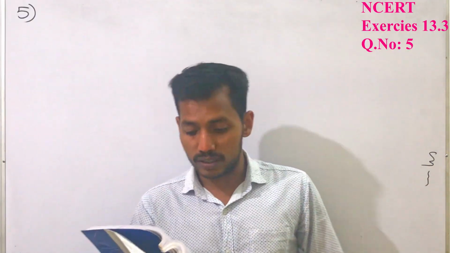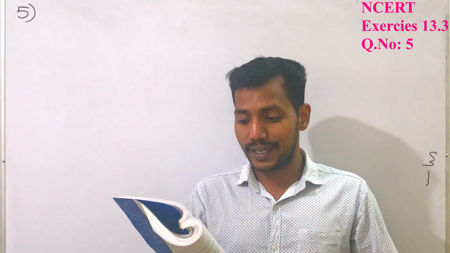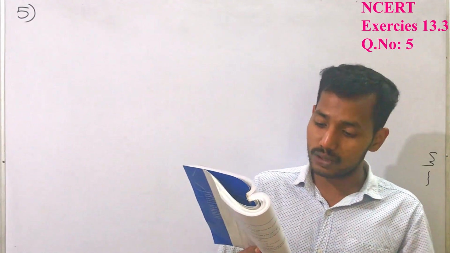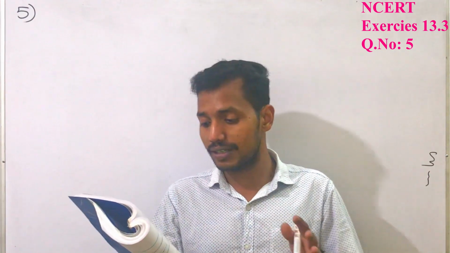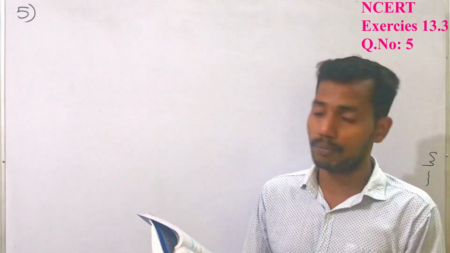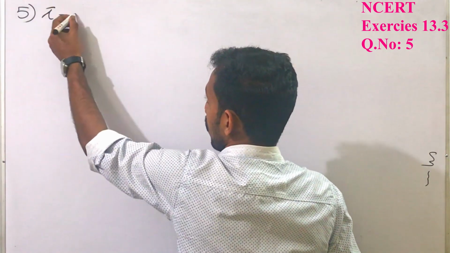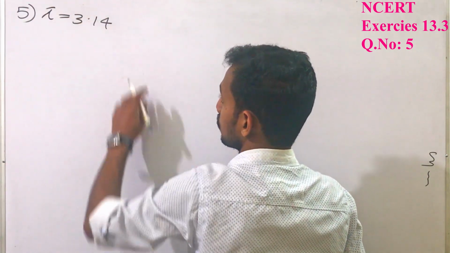Next I am taking question number 5. What length of tarpaulin 3 meter wide will be required to make a conical tent of height 8 meter and base diameter 6 meter? Assume that the extra length of the material required for stitching margins and wastage in cutting is approximately 20 cm. Use pi equal to 3.14. So the value of pi is given as 3.14.